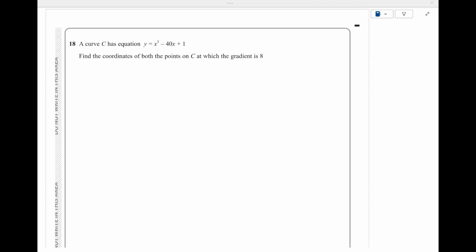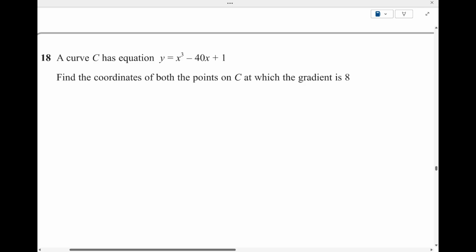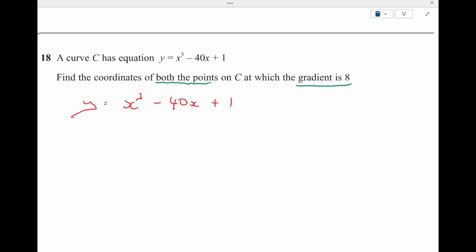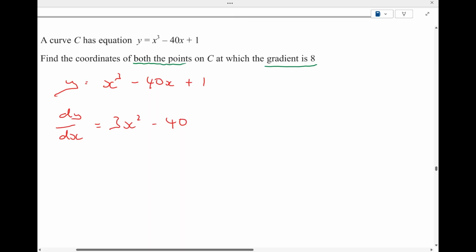Question 18. A curve has this equation. Let's write it down. y equals x cubed minus 40x plus 1. Find the coordinates of both the points on C where the gradient is 8. Well, the first thing I better do is to find the gradient function. So I'm going to differentiate here. 3x squared minus 40, and I need to find the x's that give me a gradient of 8. So I'm going to need to solve this equation.